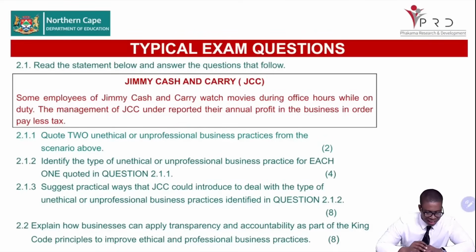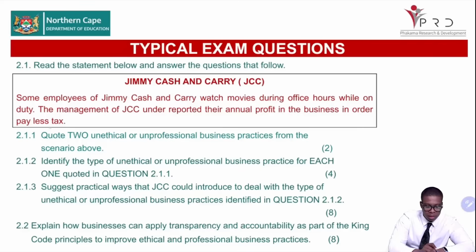Welcome back. Now let us look into the typical exam question. It is a scenario-based question with Jimmy Cash and Carry. Now, Jimmy Cash and Carry is a business, obviously, that offers different things. You know, with the cash and carry, these are bigger institutions or bigger businesses that sell a lot of products, especially food-related kind of products.